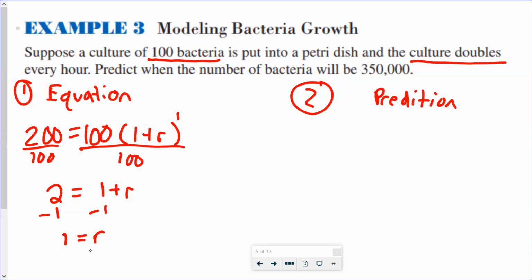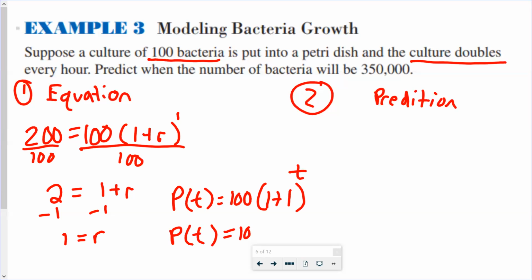Now, you don't have to do this every time. As we get into the process of looking at when we're doubling, we know it's going to be 2. So our equation is going to look like this: our population of bacteria over a period of time is going to be equal to, what was our initial amount? It's 100. And then 1 plus r is going to be 1 plus 100%, which is 1, raised to the t. In other words, this is going to be 100 times 2 to the t, because 1 plus 1 is 2.